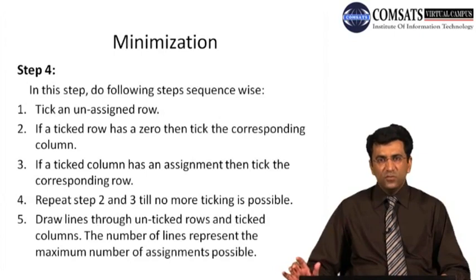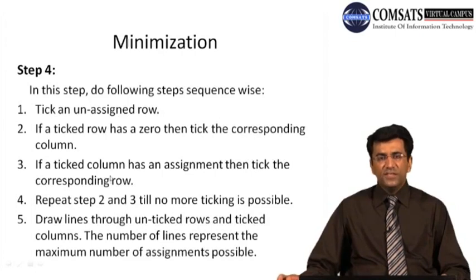If there are more than 2 rows which are unassigned, we will tick all of these unassigned rows. Then we will check whether these ticked rows have any 0, and if they do, we will tick the corresponding column. Then again, if the ticked columns have an assignment, we will tick the corresponding row.